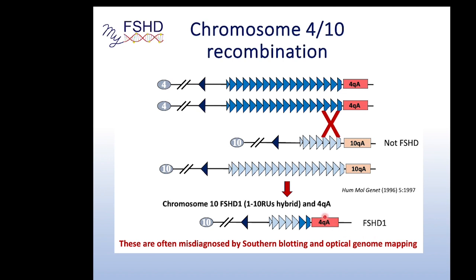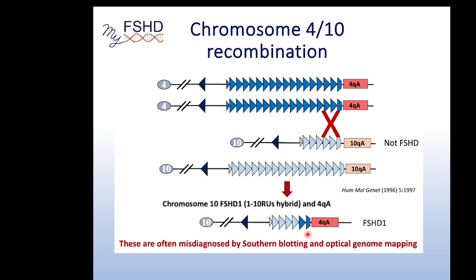Can you take a look? And we'll do our epigenetic test, and you'll see in the end that we're actually able to pick this up. And I can say, you know what, I bet they have a contraction on chromosome 10. Yep, they got a contraction on chromosome 10. You know what? It's a chromosome 10-4 hybrid. The epigenetic diagnostics can actually pick that up.